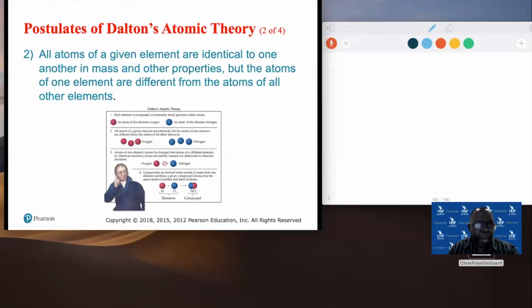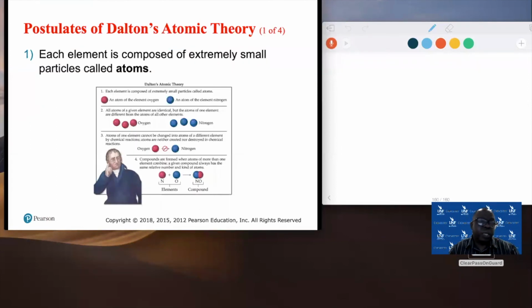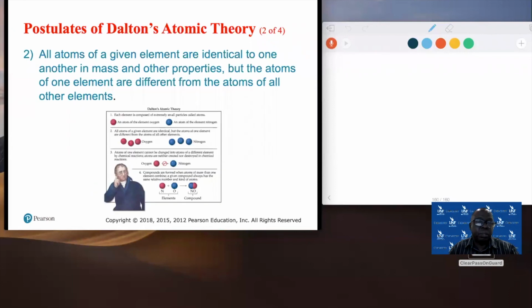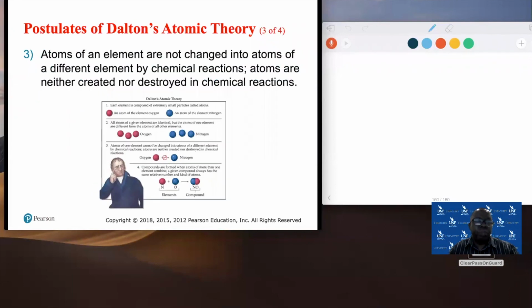So the reason why I like this, because it is no longer what? It is no longer valid. But the first one is valid. This is no longer valid. This is still valid: atoms of an element are not changed into another. Back in the day, there were people who called themselves alchemists, who believed that they could change elements to form pure coal, but you cannot change atoms of an element to form another element.